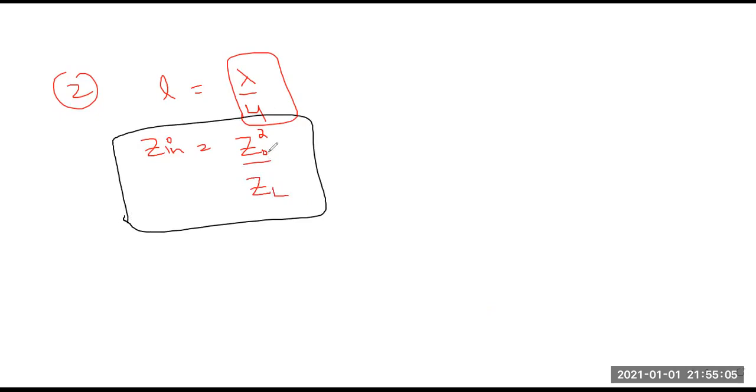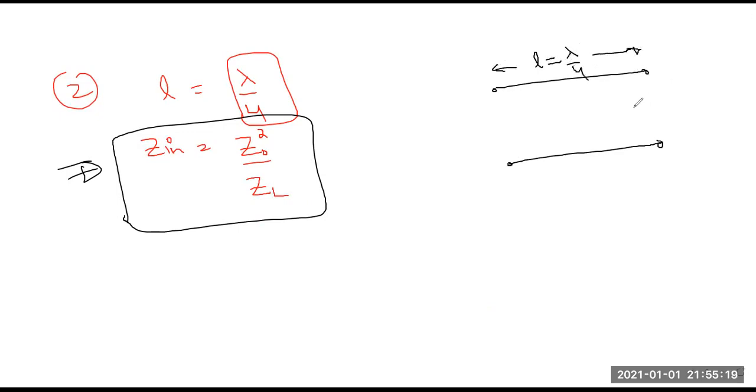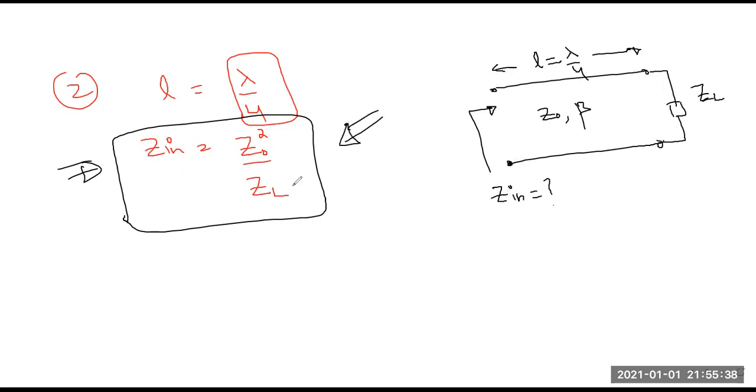Z naught square by ZL. Now, what is the uniqueness of this result? There is a transmission line. Its length has been kept lambda by 4. And irrespective of whatever general load there is, if you find out how much impedance there will be between these 2 points, it will be according to this result.